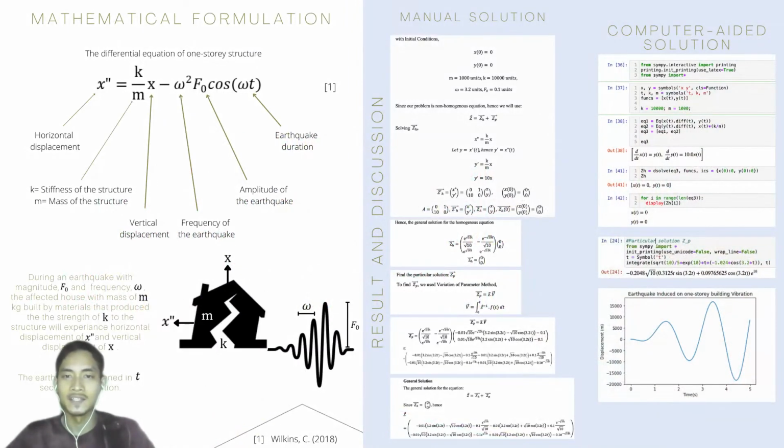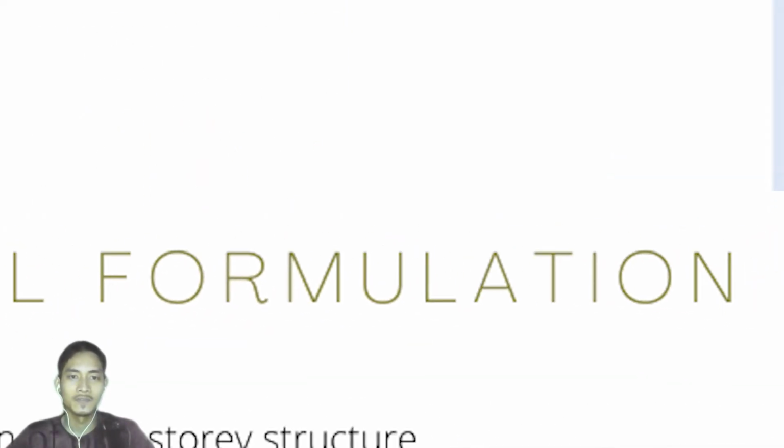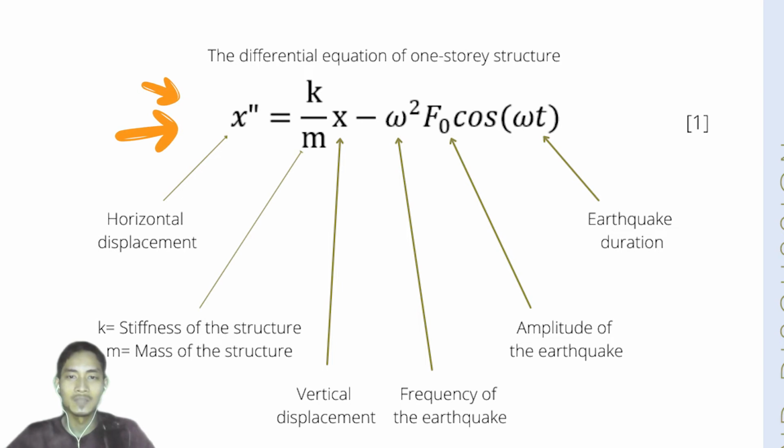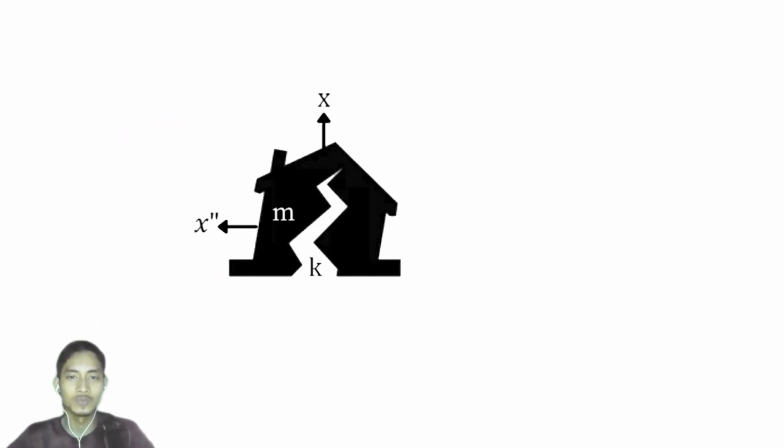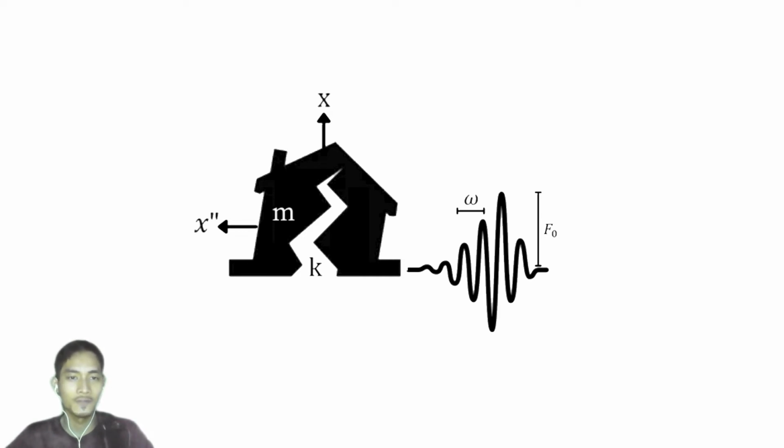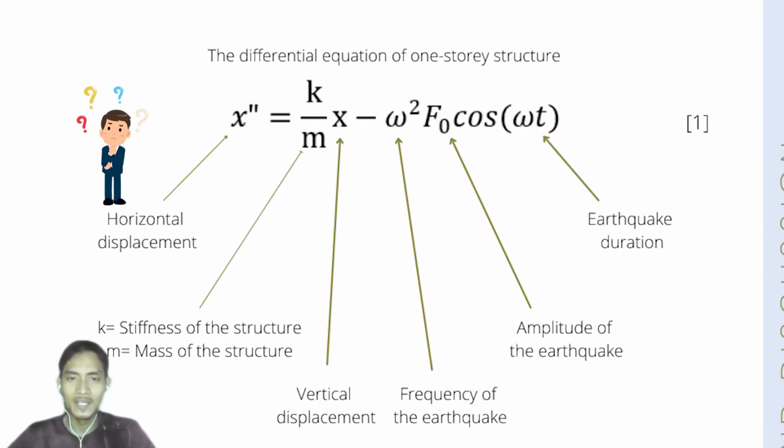Now let's get to know about the mathematical formulation for this topic. Here is the mathematical model for a one-story structure, including the effect of the structure towards the external force, which is earthquake. Do you want to know how we get it? It's okay, I will explain it to you guys.